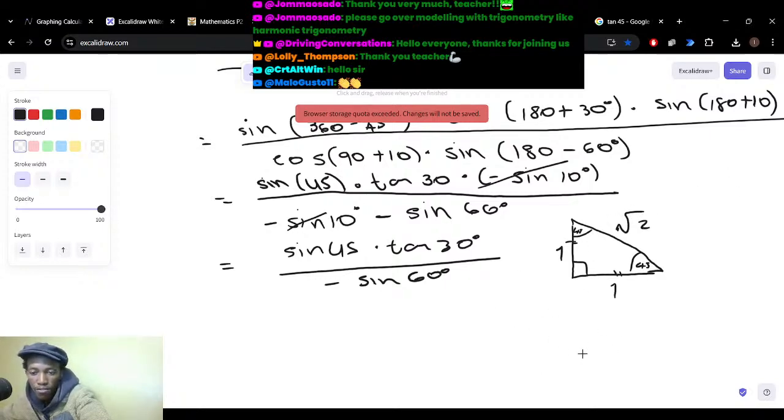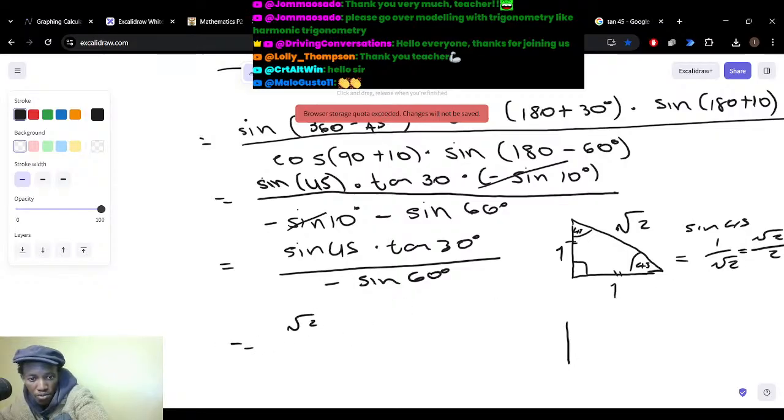For 30 degrees and 60 degrees, you do the following. So now we know that sine 45 is what? Opposite over hypotenuse equals 1 over square root 2, which is equal to square root 2 over 2. So sine 45 is square root 2 over 2. So now you want to calculate tan 30 degrees.